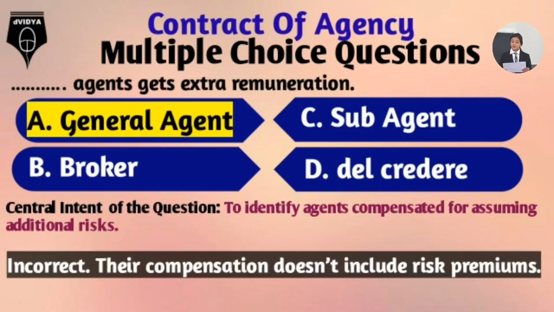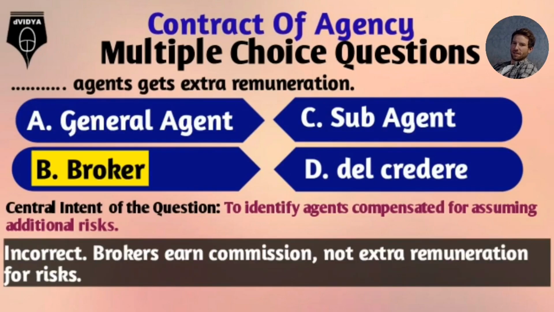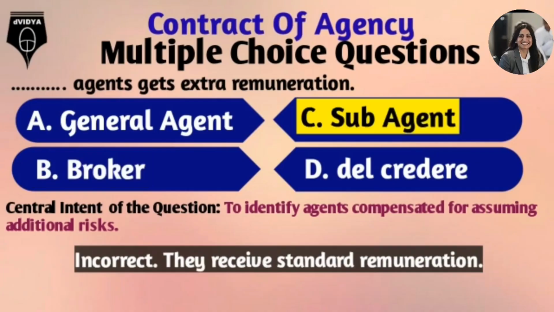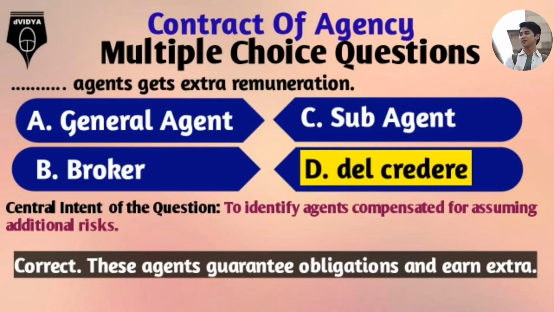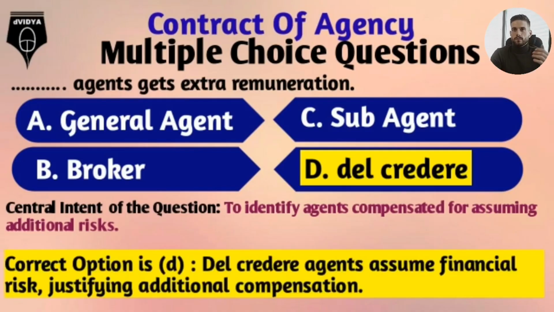Option A, general agent. Incorrect. Their compensation doesn't include risk premiums. Option B, broker. Incorrect. Brokers earn commission, not extra remuneration for risks. Option C, sub-agent. Incorrect. They receive standard remuneration. Option D, del credere. Correct. These agents guarantee obligations and earn extra. Correct option is D. Del credere agents assume financial risk, justifying additional compensation.